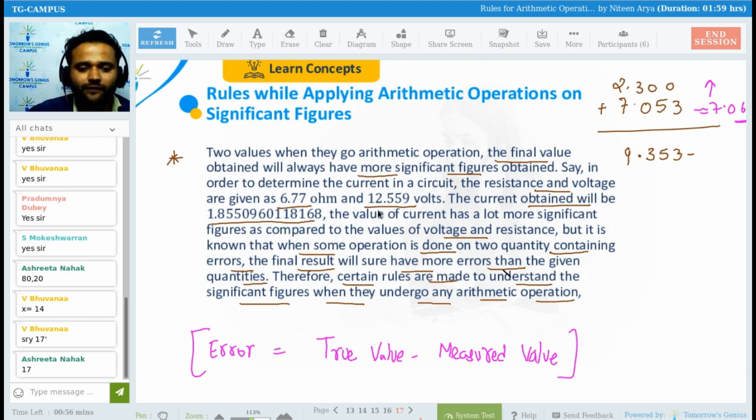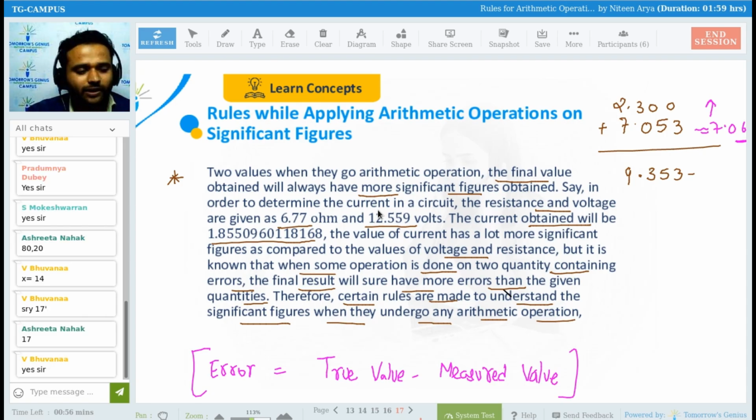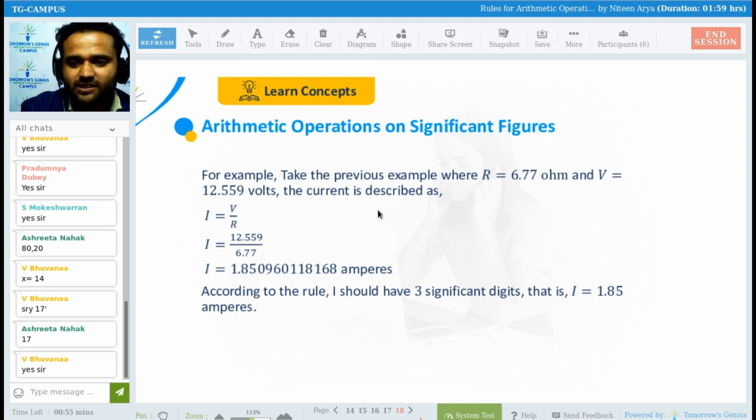So that is the common sense, and that is the main thing for this page. If you add two significant figures, the more significant figures you have, the more uncertainty, which means the possibility of more errors, and error is what? True value minus measured value. So arithmetic operation on significant figures. For example, take the previous example when resistance R is 6.77 ohm and V is this much.